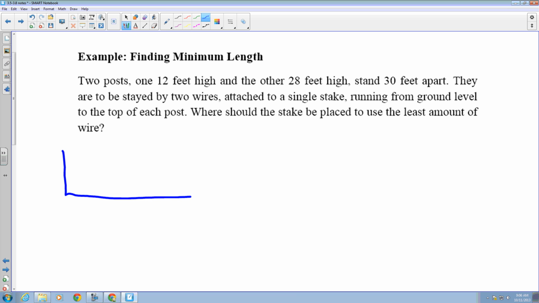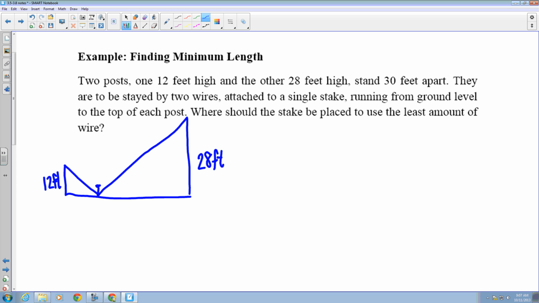They are to be stayed by two wires attached to a single stake in the middle, running from ground level to the top of each post. Where should the stake be placed to have the least amount of wire? So we are connected by a wire. Here's the stake in the middle. This is the taller one. This is 28 feet. And this is 12 feet.